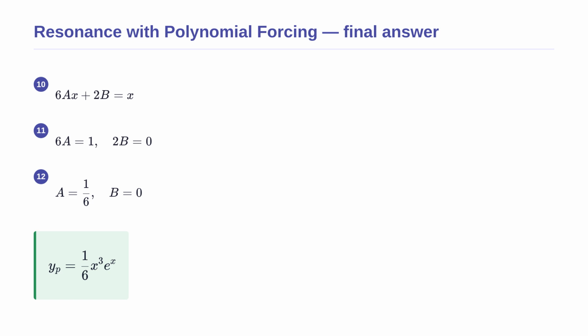The coefficient of the variable on the left, 6a, must equal the coefficient on the right, which is 1. The constant term on the left, 2b, must equal the constant on the right, which is 0. Solving these gives a equals 1/6 and b equals 0. Substituting these back into our trial solution, the zero term disappears, giving us our final particular integral. This clean mathematical function perfectly balances the highly resonant system.